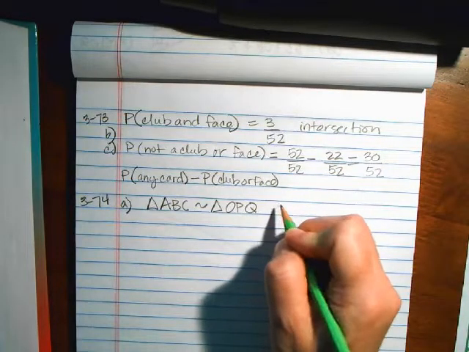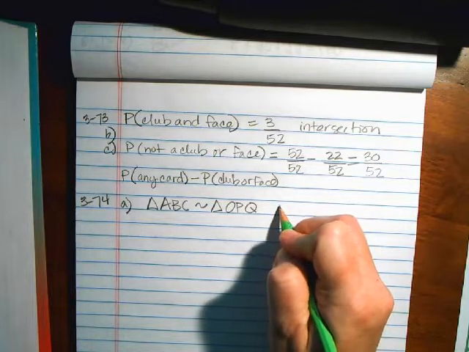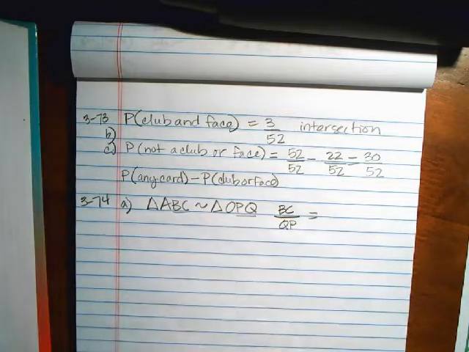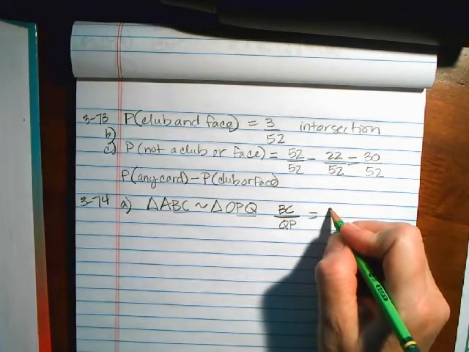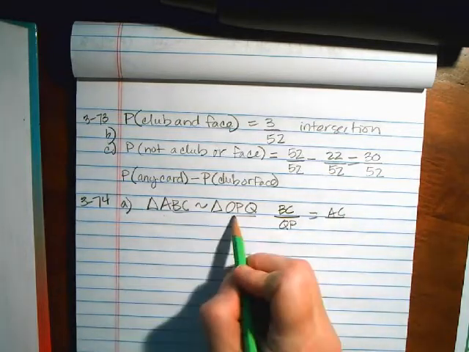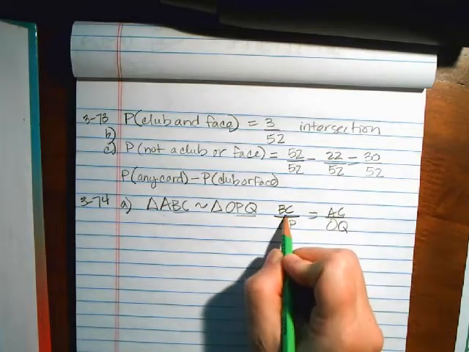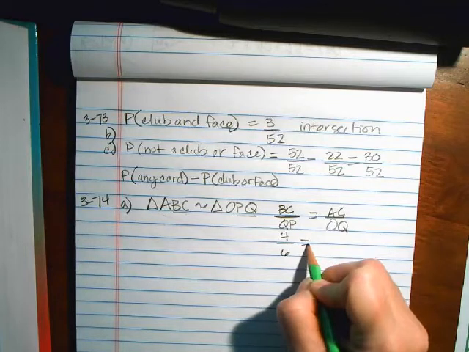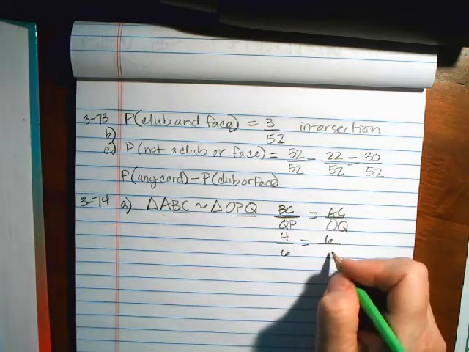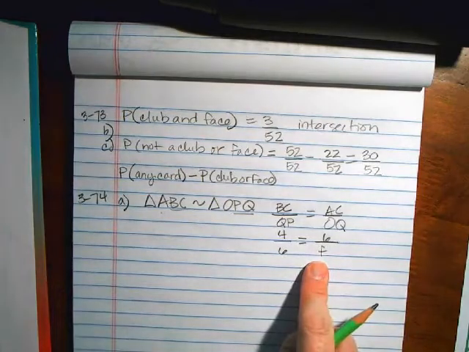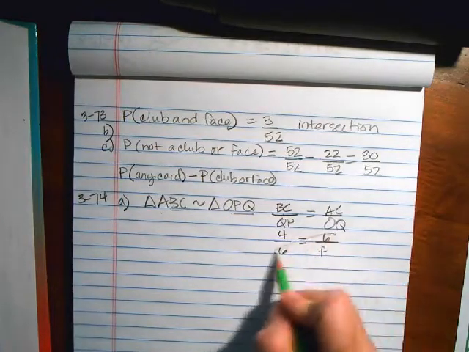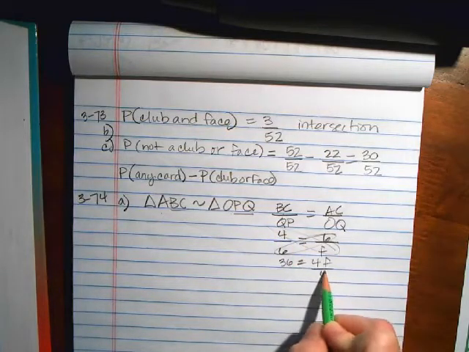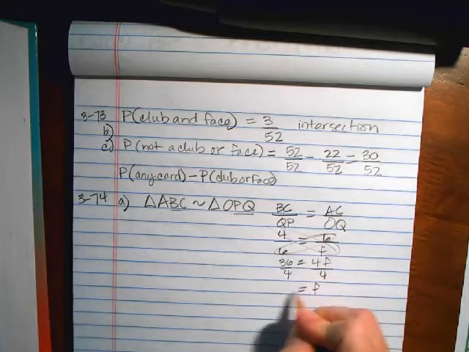I'm going to write out the letters. You can skip this part if you want. BC over QP is equal to AC over OQ. And then I'm just going to substitute the numbers. 4 over 6 equals 6 over the one that I'm solving for, F. And now I'm just going to cross multiply, so that gives me 36 equals 4F, and divide both sides by 4, which gives me 9.